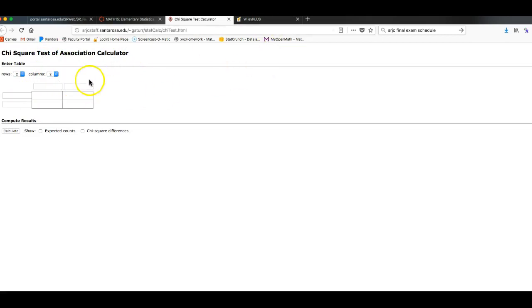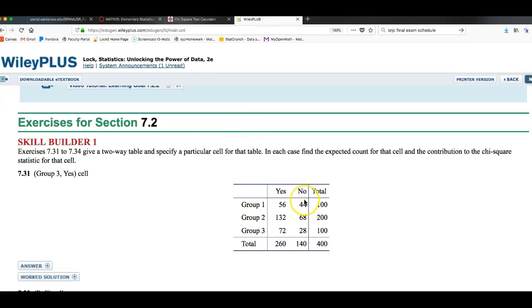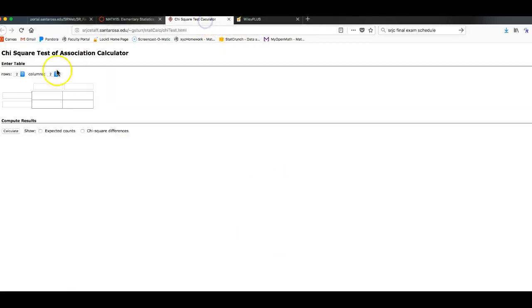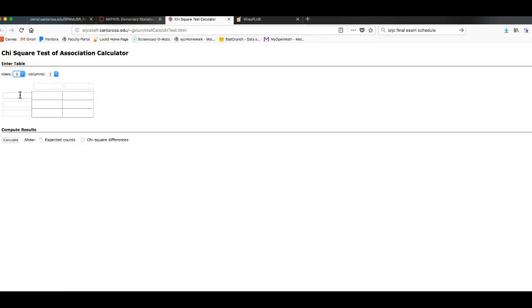What I want to do is match up the number of rows and columns with our given data. All that data is these 6 cells right here in the middle. Everything else is just either a total or a label. So I need to make sure I have 3 rows because I had 3 groups. And then I had a yes and a no answer. So I just have 6 cells of actually computing expected counts and chi-squared test contribution.